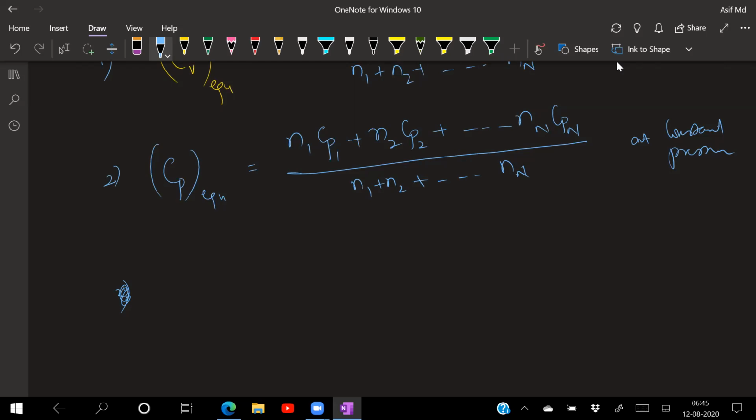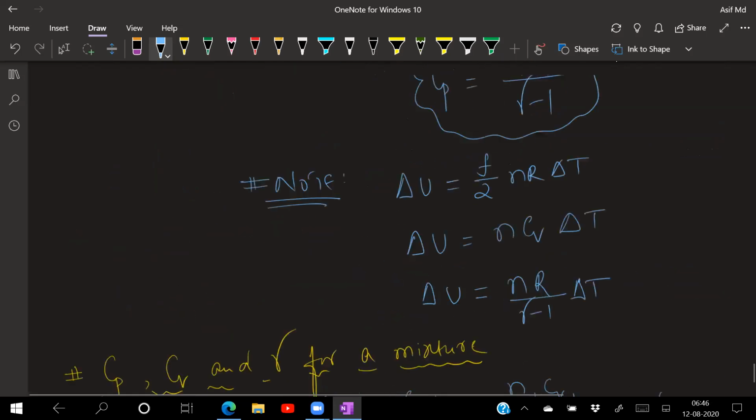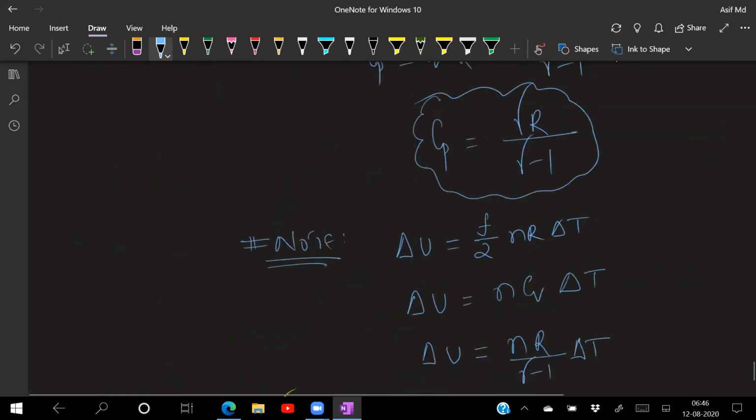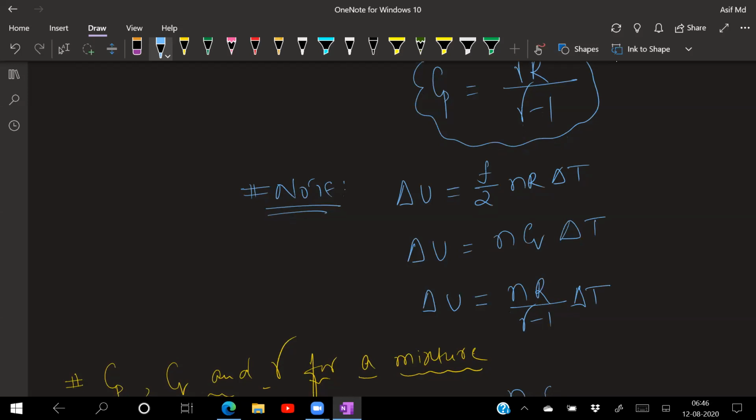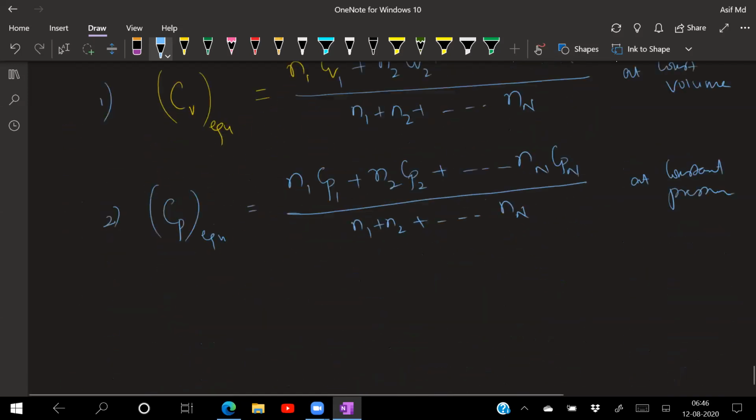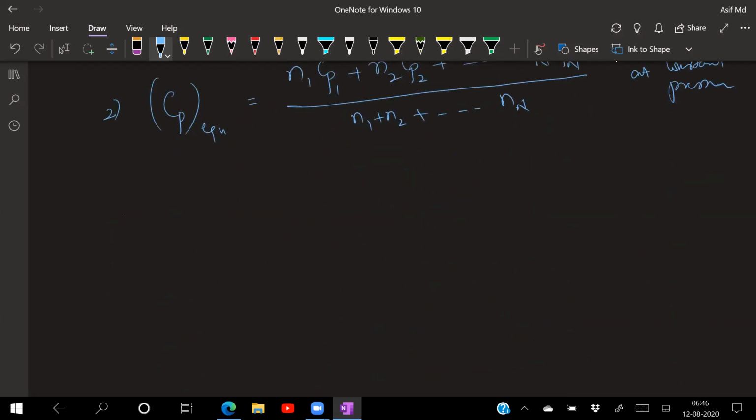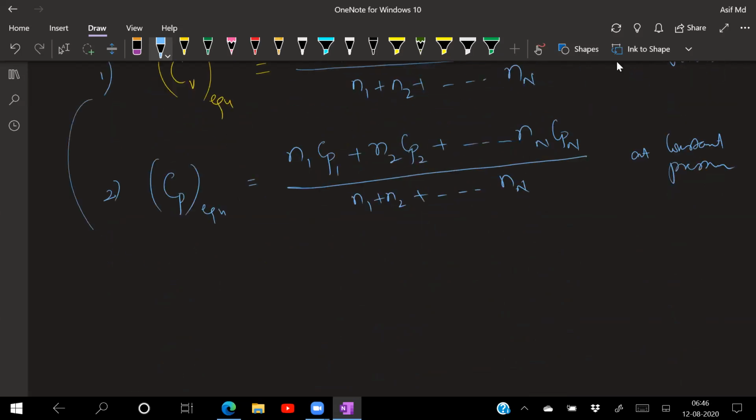Now tell me, what is the value of your CV in terms of gamma? Sir, R by gamma minus 1. Yes, so I can write this one, I'll keep an arrow mark here. CV of mixture means, can I write this one as R by gamma of mixture or equivalent minus 1? Yes, sir.